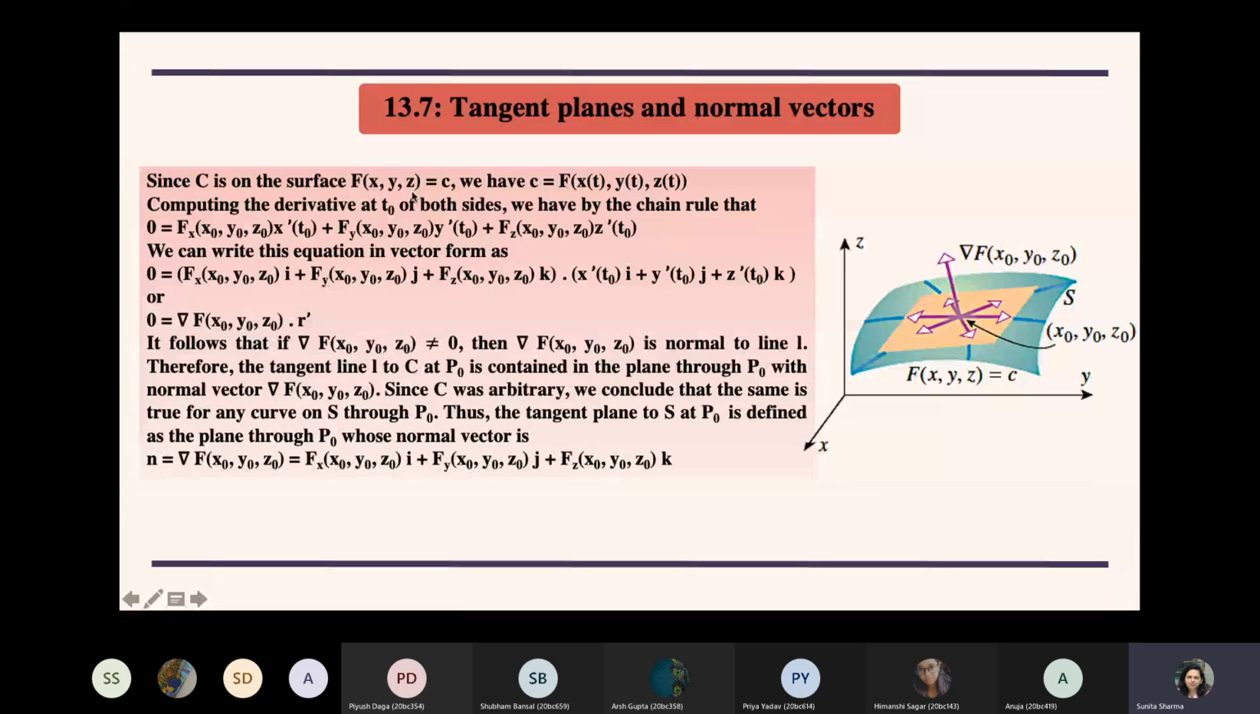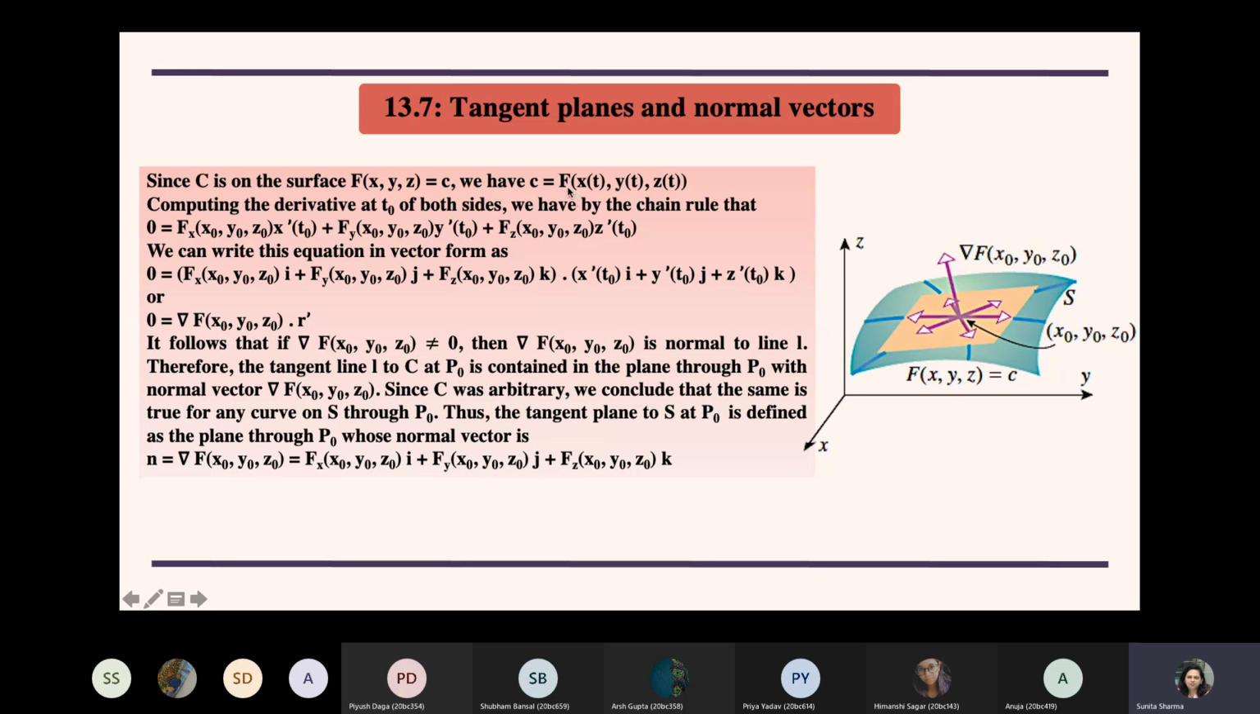So next we move further ahead. We have this curve lying on the surface, f(x,y,z) is equal to c. So our curve, x is x(t), y is y(t), and z is z(t), should satisfy this equation. Now we compute the derivative. So we take the derivative on both sides and we use the chain rule. On the left side, the derivative will be 0.